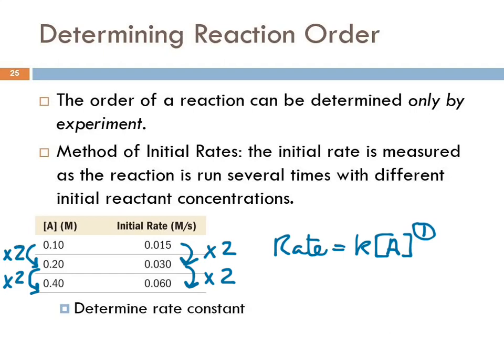How could we determine what the rate constant is? Do the initial rate divided by the concentration? Yeah, we can use this equation, and we want to solve for k. So k is going to be that initial rate divided by the concentration. Does it matter which of these three we take? No. The rate constant is constant, right? The rate changes all the time, but the rate constant is a constant. So let's just pick the first one.